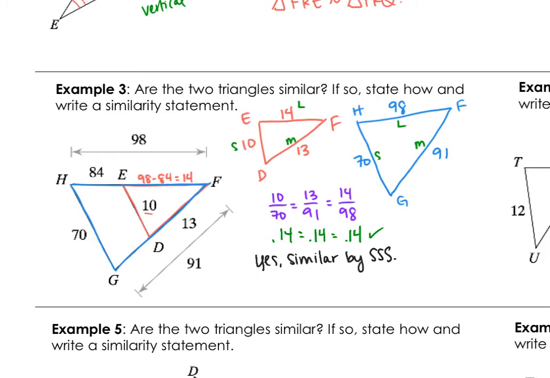So then we need to write our triangle similarity statement. Okay, I'm going to start with my smaller triangle. So I'm going to say EFD. So here I went EFD, and that's going to match up with HFG.